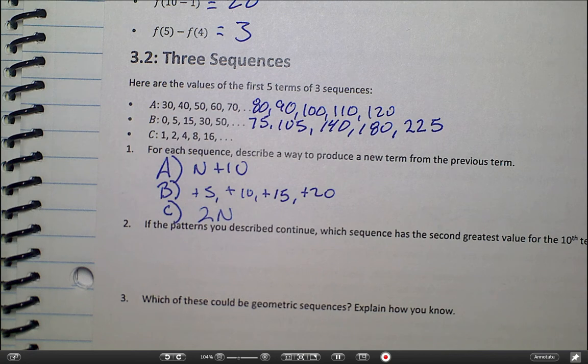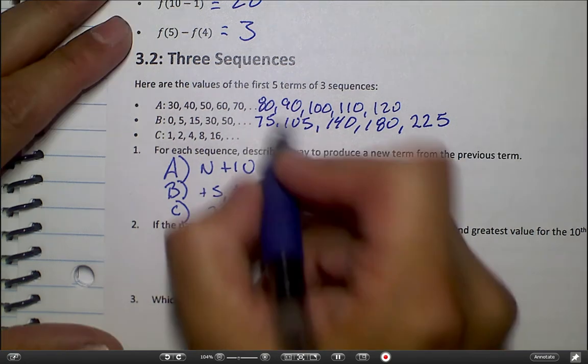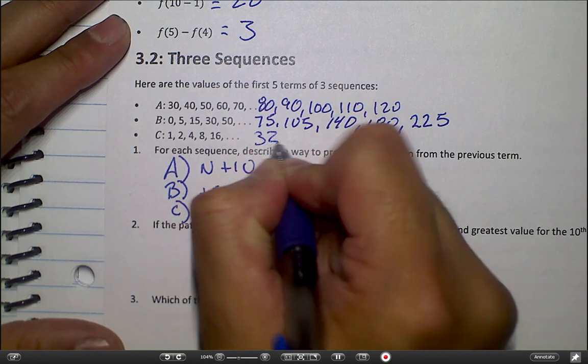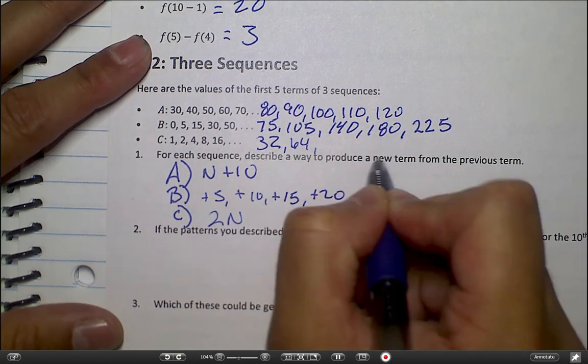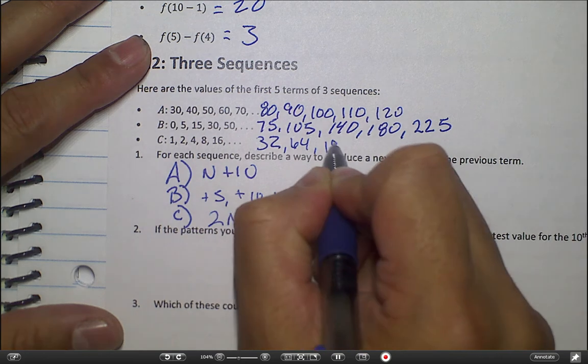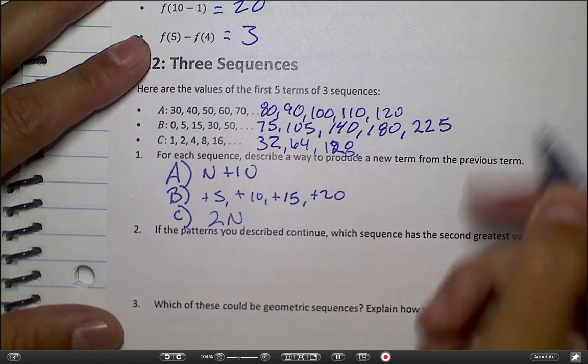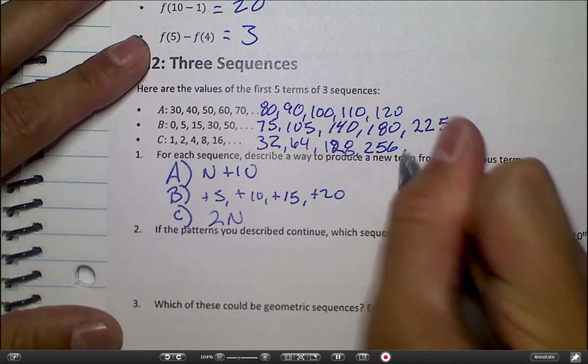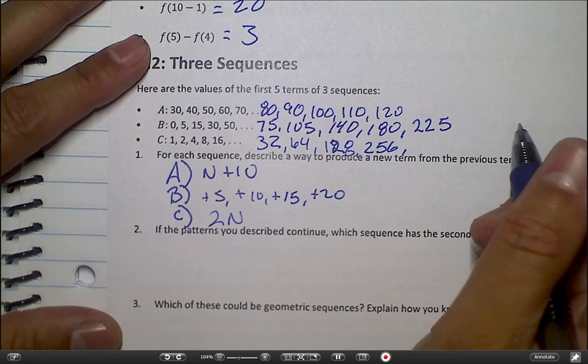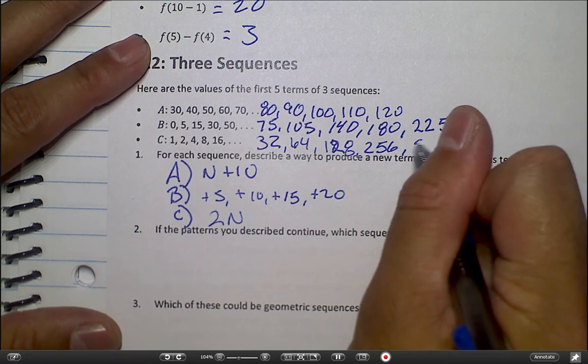Okay, now let's do C. What's the next number? 32. What comes after 32? 64. Then 128. What comes after that? 256. And then 512.